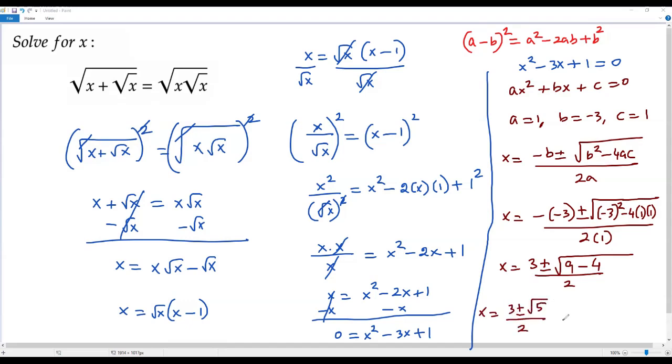Okay, now we can split up this solution. That is 3 positive square root of 5 over 2 is the one value of x. 3 negative square root of 5 over 2 is the second value of x. So when I solve the given square root equation, I'm getting two values for x. So one value is 3 positive square root of 5 over 2. The other value is 3 negative square root of 5 over 2.